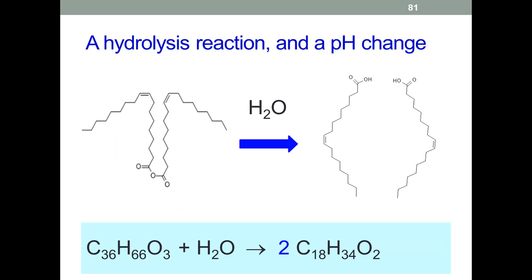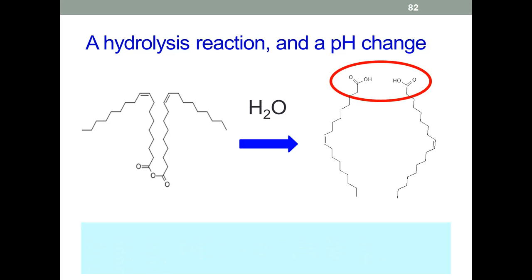Okay, so the experiment. This is effectively the metabolism of our protocell. You get oleic anhydride, it comes in contact with a bit of water and spontaneously hydrolyzes back to 2 oleic acid molecules.